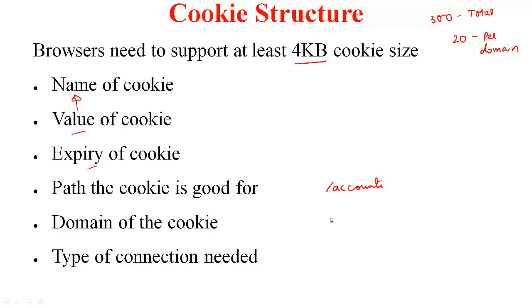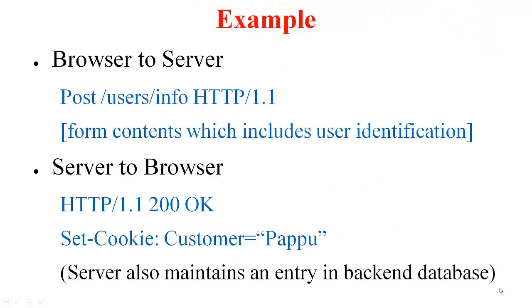These capture a given organization like Amazon.com. The type of connection needed specifies whether you need security to transfer the cookie. In other words, encrypted cookies. So here is an example that shows how cookies work.